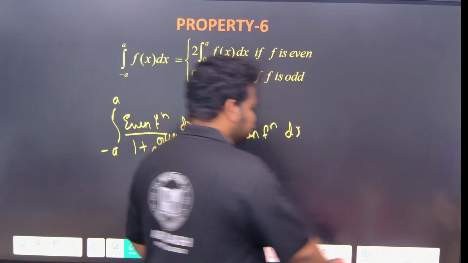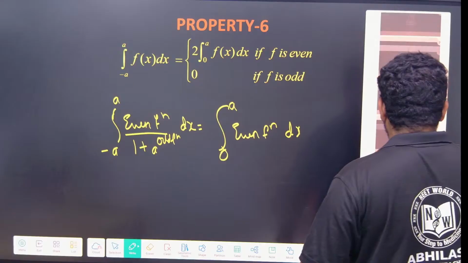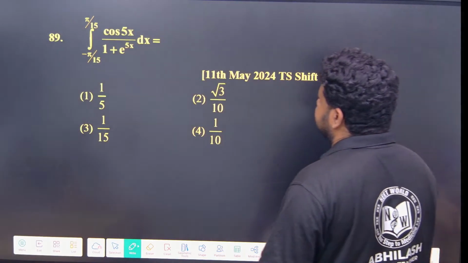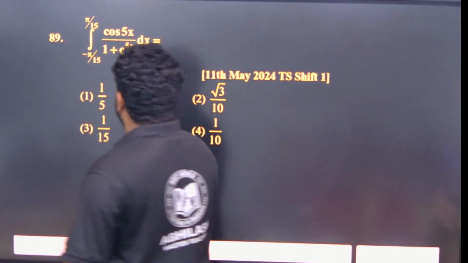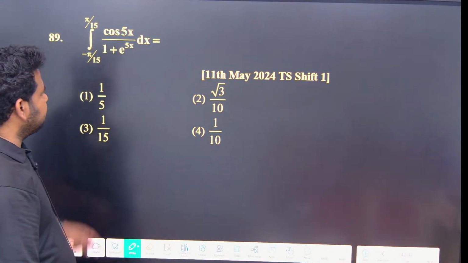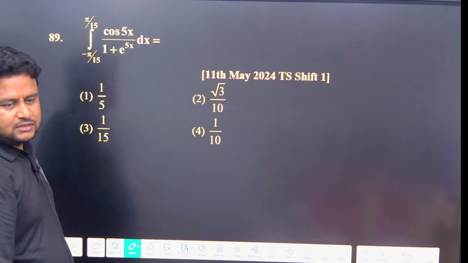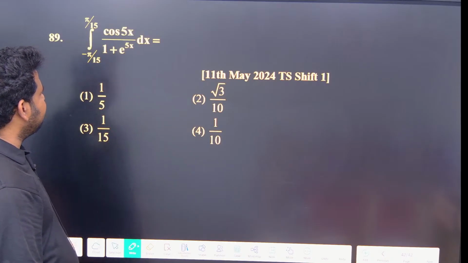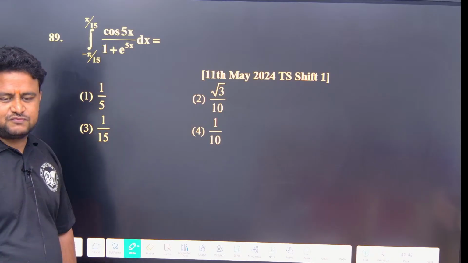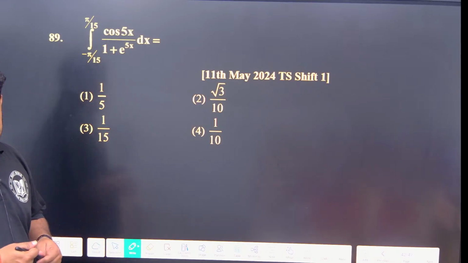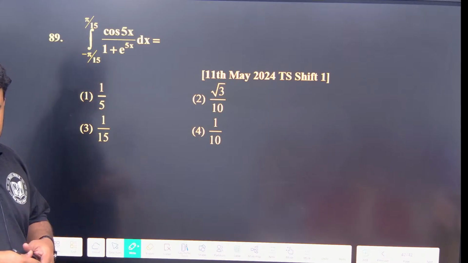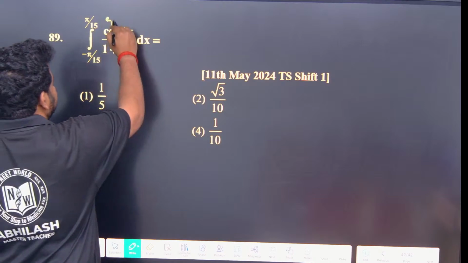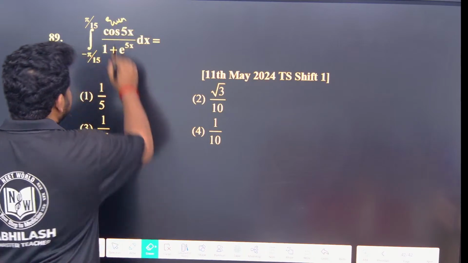Now let us see the question. Look at this, they are telling the integral from minus pi by 15 to pi by 15 of cos 5x by 1 plus e power 5x. This was asked in 2024 Telangana. Cos 5x, is cos an odd function or even function? Even function. Cos of a negative value will become positive. So cos is an even function.